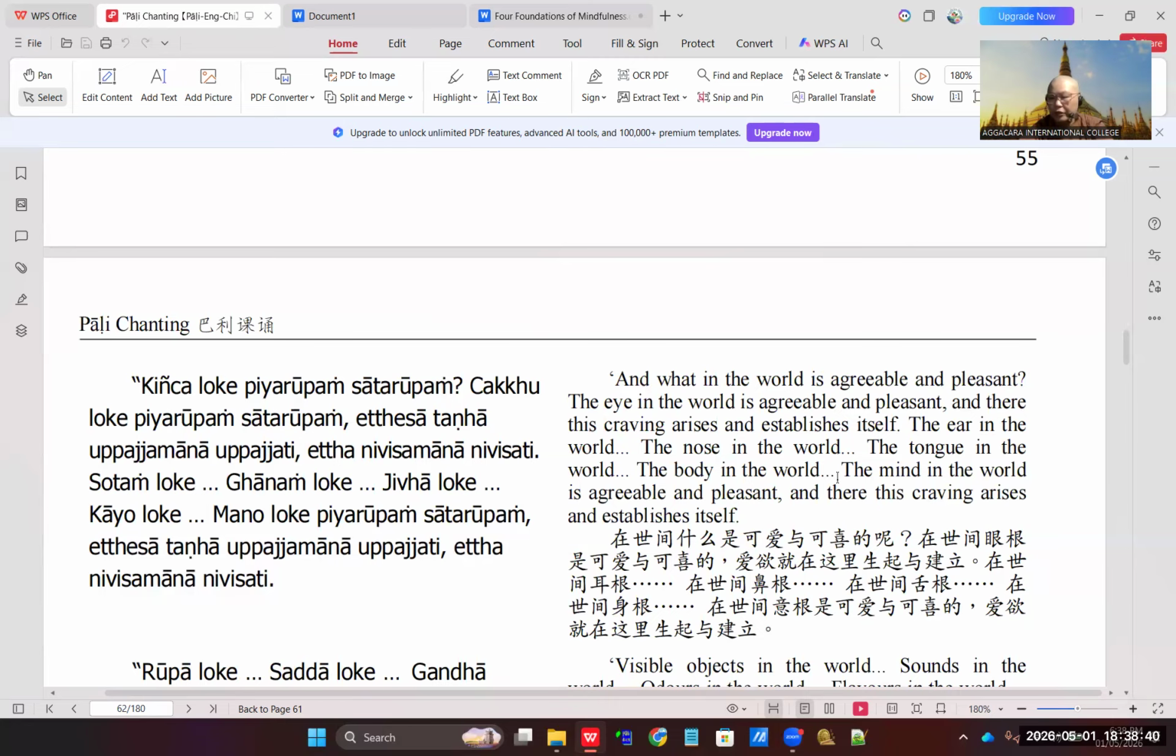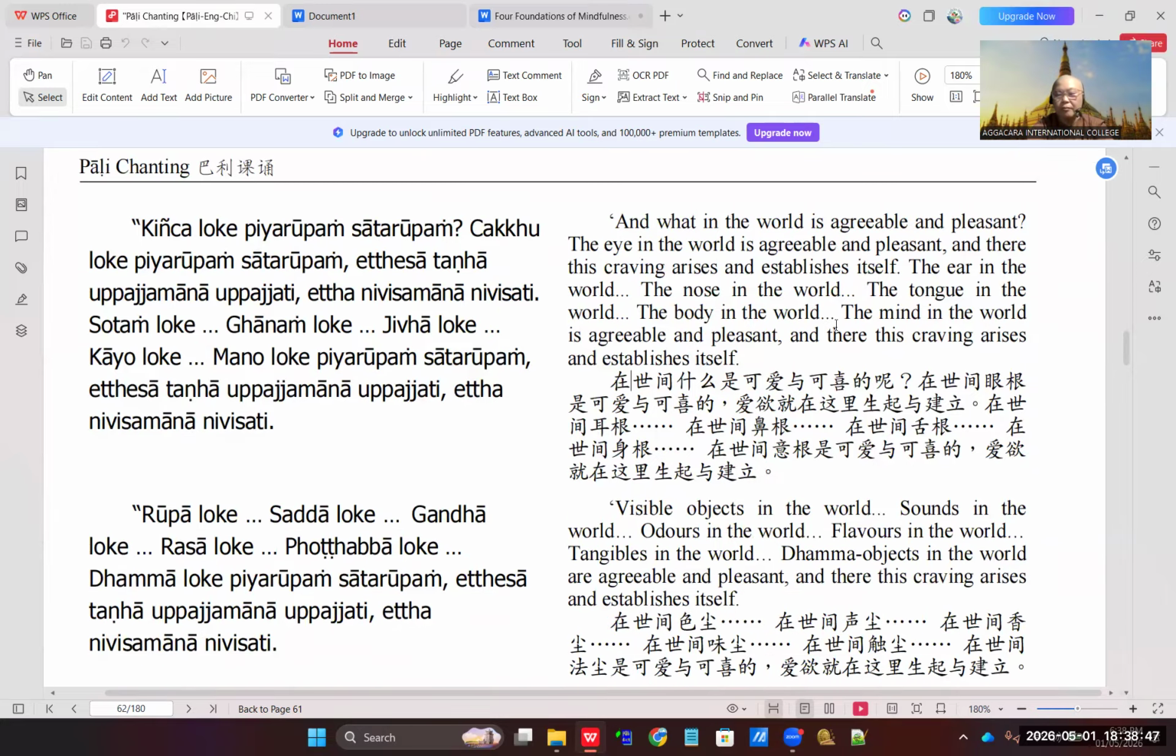Okay, now we read. Sister Chai, you can read now. You can read these two. Yes. Pañca loke piyarupaṃ sātarūpaṃ. Read the Pali, Saji. I read English, lah. Okay.